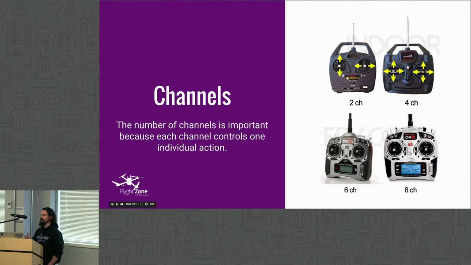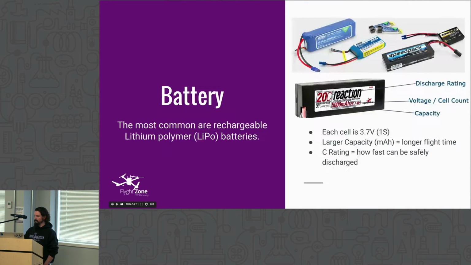Channels, you'll see this when you go to pick up a remote. It will have a certain number of channels. 4 channels is the minimum for a quadcopter that handles the 4 controls we just went over. 6 channels gives you extra knobs, buttons, switches, etc. 8 channels, again, same thing. Extra knobs, buttons, switches to do quad.